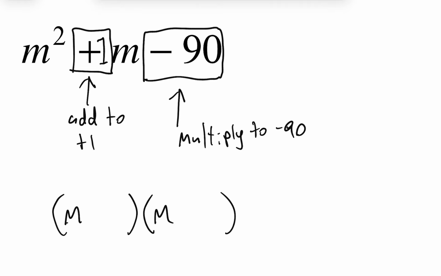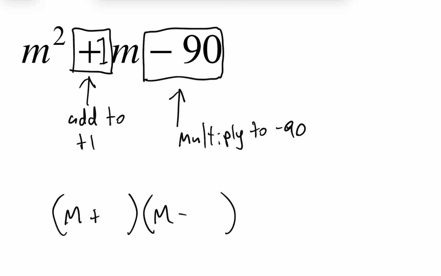But what I'm noticing here is we need to multiply to get a negative number. And there's really only one way to do that, with a positive and a negative, right? Two positives don't multiply to a negative, and two negatives don't multiply to a negative. So it has to be one negative and one positive. So now I'm thinking to myself, what are the pairs that multiply to 90?